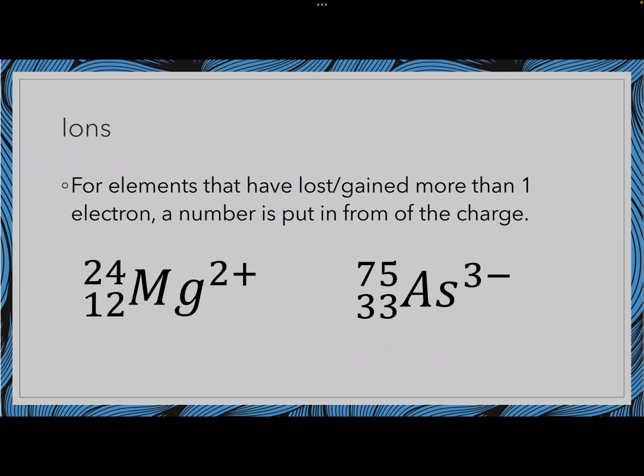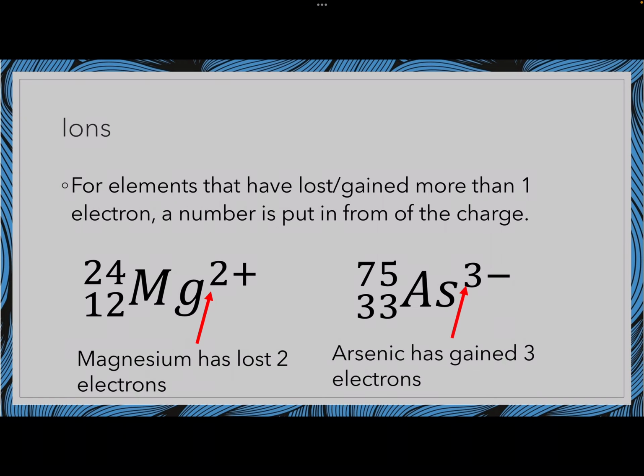Now, for elements that have lost or gained more than one electron, we put a number in front of the charge. So here we've got magnesium 2+ and arsenic 3-. The 2+ basically means that this magnesium has lost 2 electrons. So we've lost 2 of those negative charges, so it becomes positively 2 charged. Arsenic has a 3-, so it means it's gained 3 electrons. So 3 extra negative charges gives it that 3- charge.